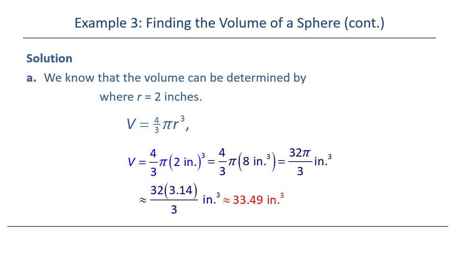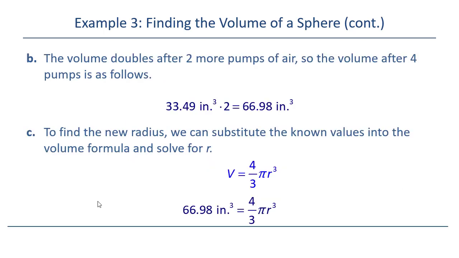Okay, let's start from the beginning. We can figure out the volume of everything. When the radius is 2 inches, we plug it into our 4/3 pi r cubed: cube the 2, get 8, multiply it by 4/3 and then by pi, and round to a couple decimals, right? Because pi is that weird number that goes on and on forever. And we get roughly 33.49. I mean, you could really even say it's roughly 33.5 cubic inches. Okay. The volume doubles after 2 more pumps, so it goes to 66.98, or roughly 67.